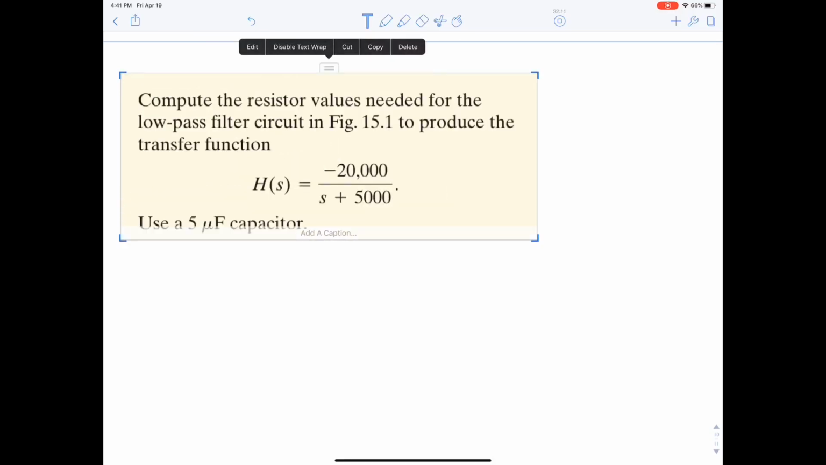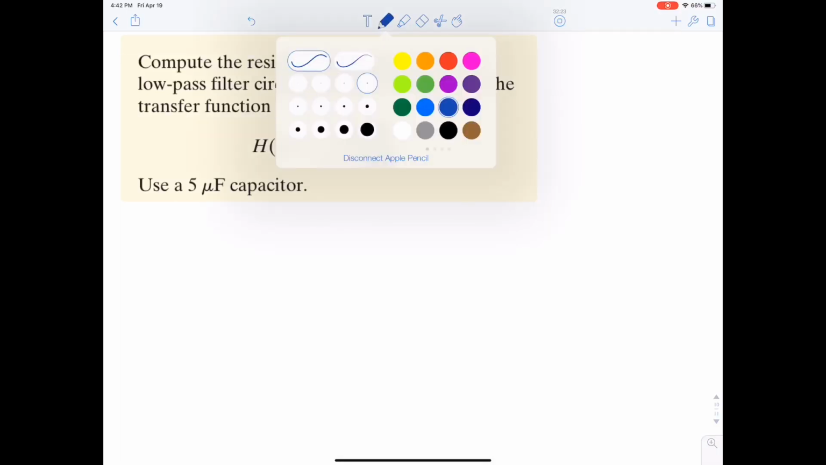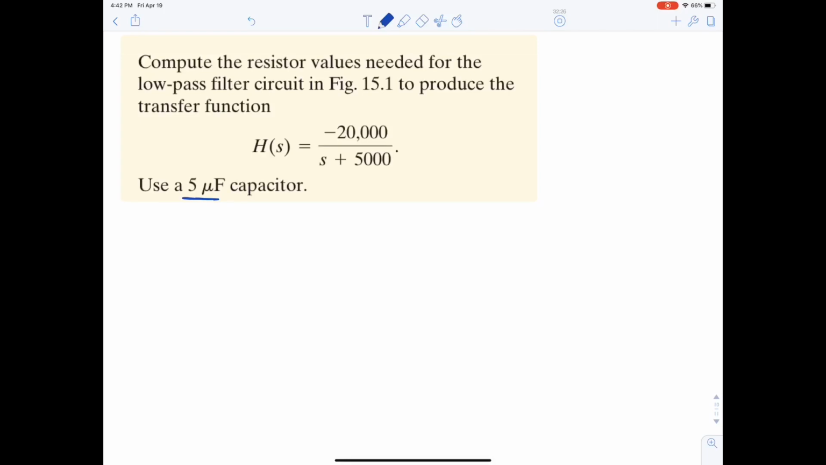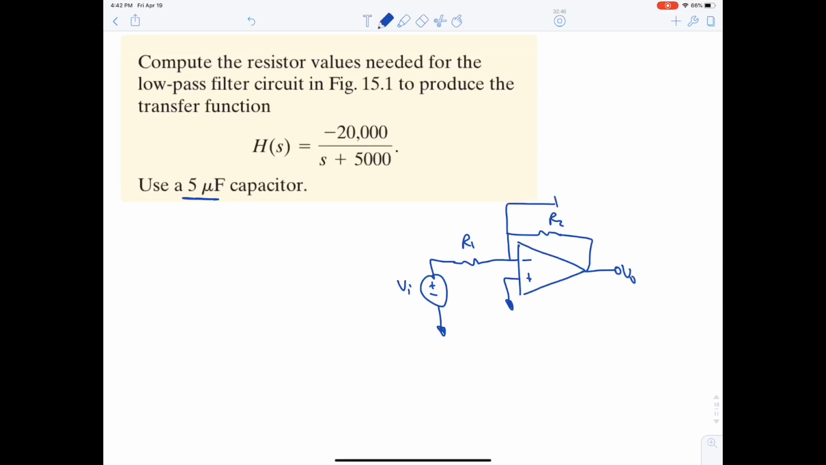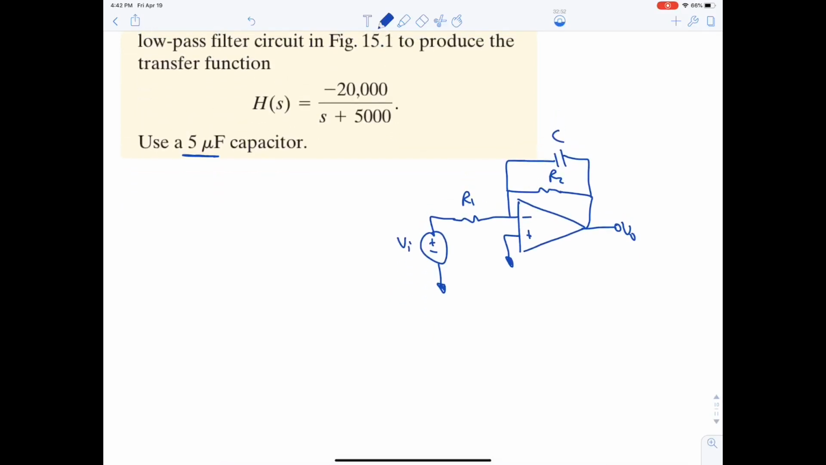Okay. Compute the resistor values needed for the low pass filter circuit in figure 15.1 to produce a transfer function. Use 5 microfarad for the capacitor. Okay, so we have an active low pass filter. R1, VI grounded, R2 with V output in parallel with a capacitor C. Okay, and we have this transfer function.